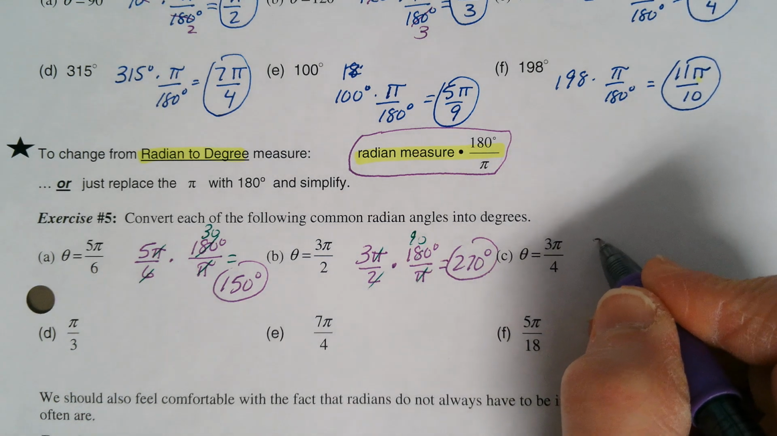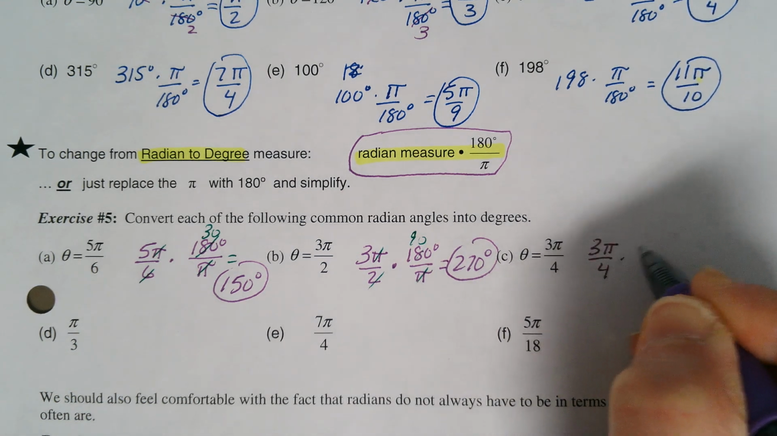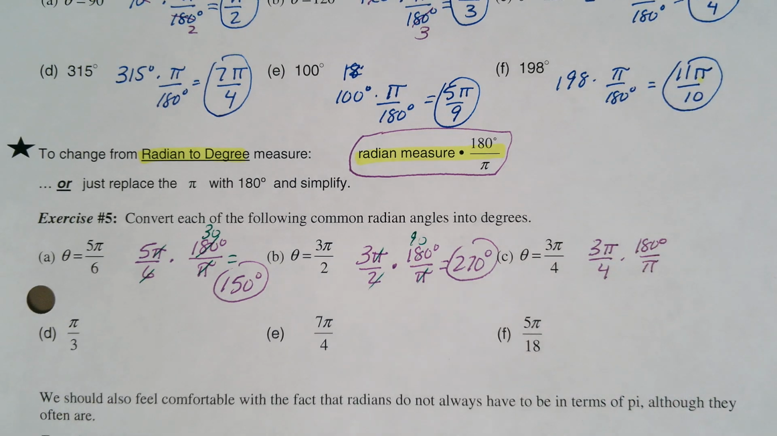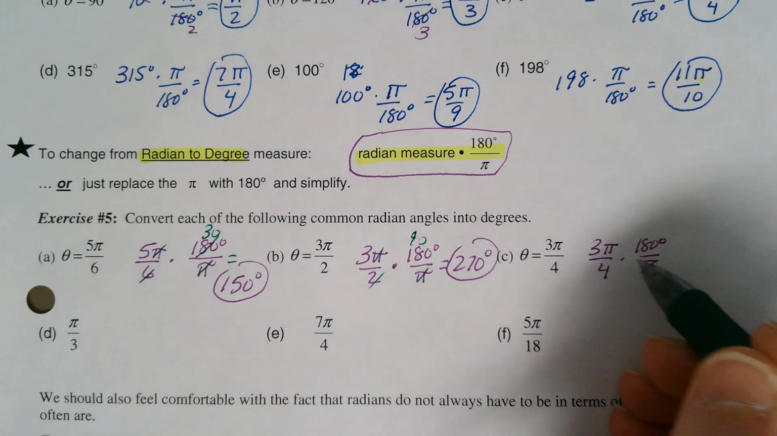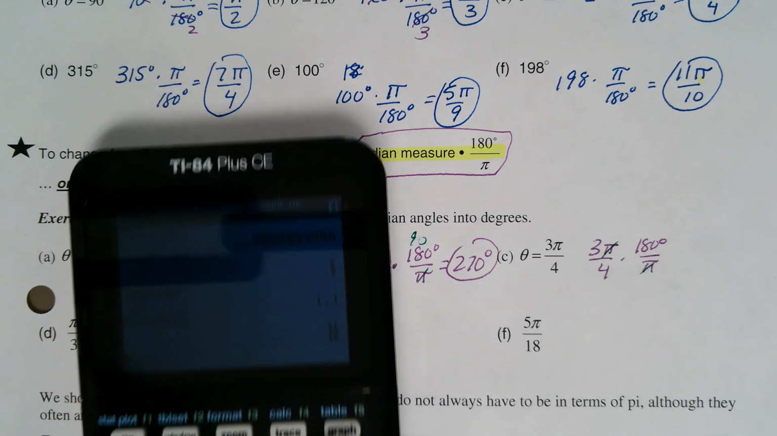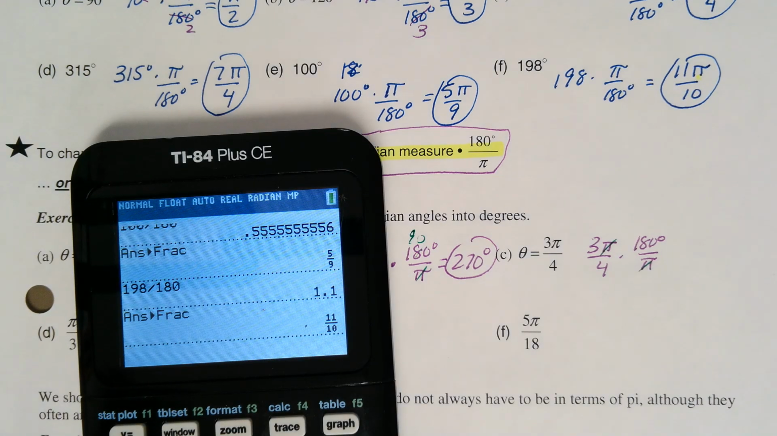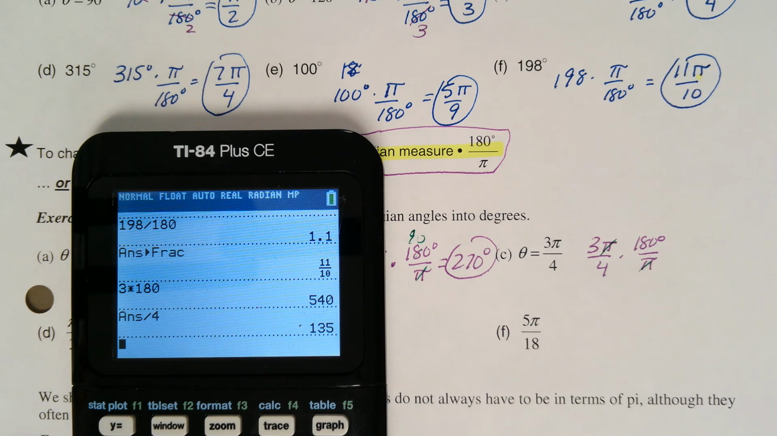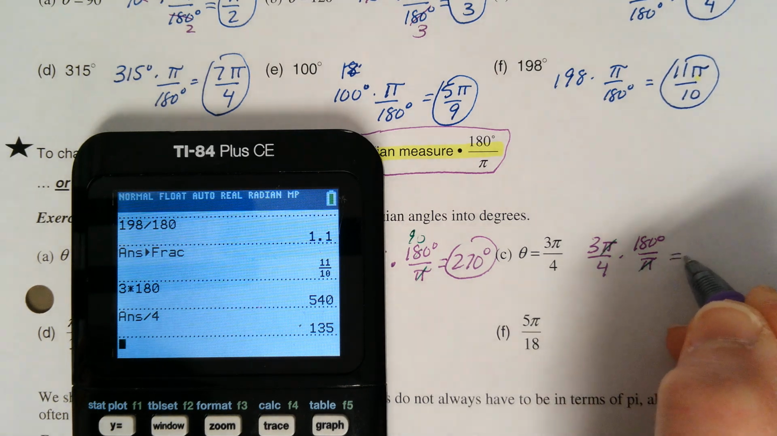3 pi over 4 radians. Multiply by 180 over pi. I'll use the calculator this time. So I'm taking 3 times 180 and then dividing by 4. Oops. I wanted to do that all in one step, but so 135 degrees.